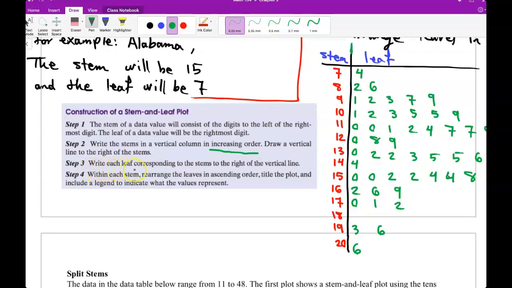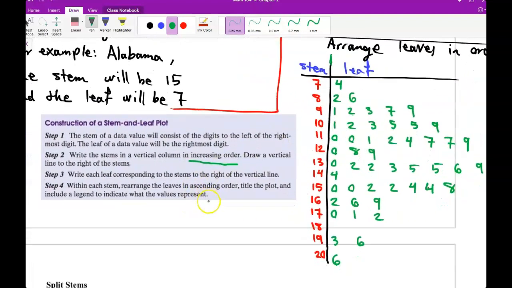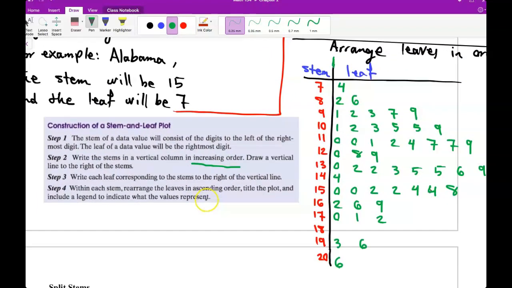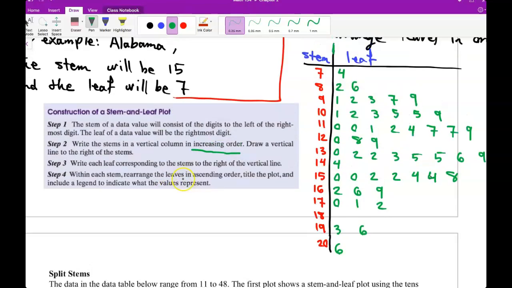Step 3, write each leaf corresponding to the stems to the right of the vertical line. So we did that part. Step 4, within each stem, rearrange the leaves in ascending order. So we arranged that in ascending order. Then title the plot and include a legend to indicate what the values represent.